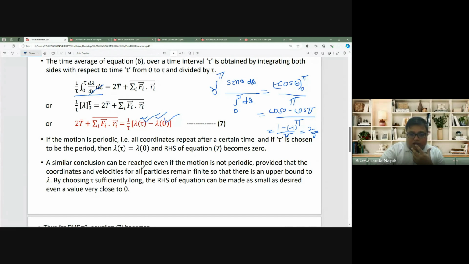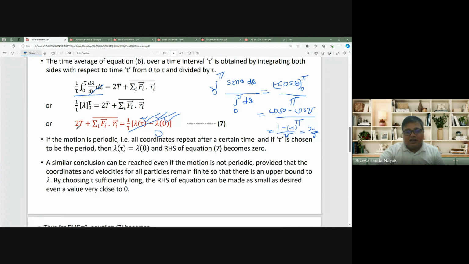A similar conclusion can be reached even if the motion is not periodic, provided that the coordinates and velocities for all particles remain finite, so that there is an upper bound to lambda. By choosing tau sufficiently long, the right hand side of the equation can be made as small as desired, even equal to 0. For non-periodic motion also we can set it 0. So we make it 0.